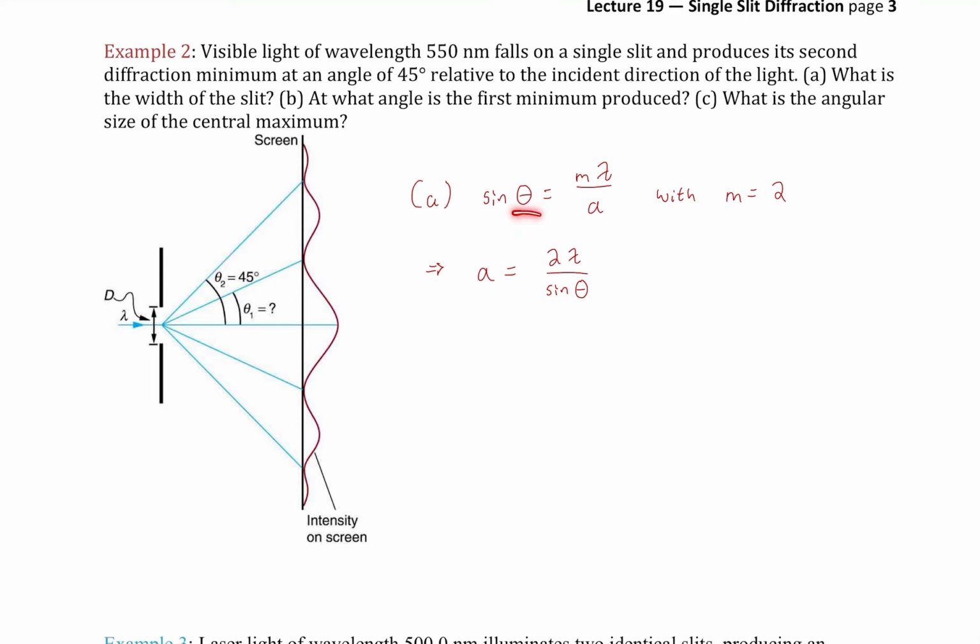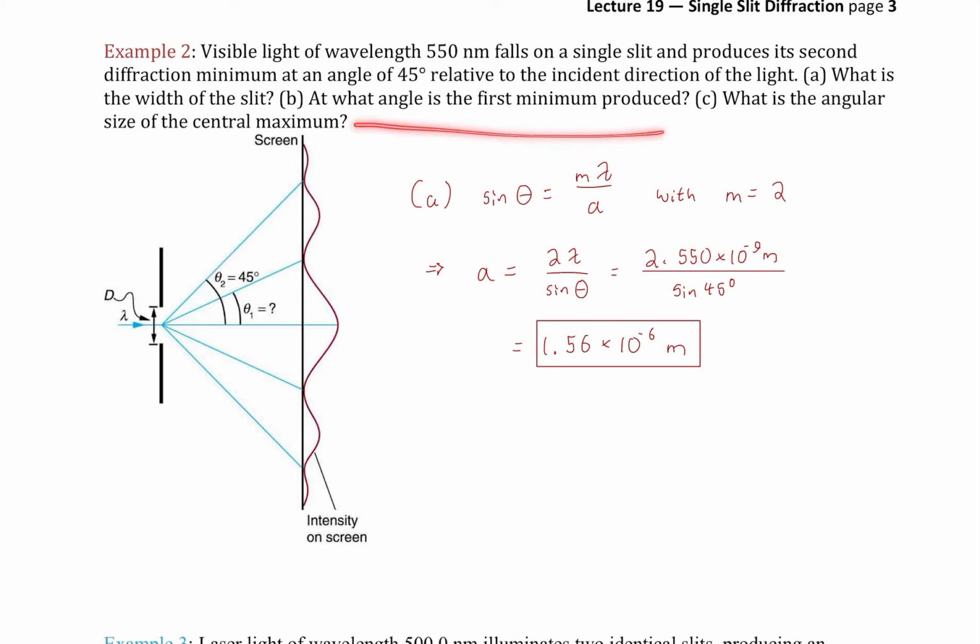I already know theta, it's 45 degrees. I know the wavelength, so I can easily solve for this. Once I plug in my numbers, I get that the slit itself is about 1.5 microns wide, so 1.5 millionths of a meter. Very good. Now I'm going to use that value to find the angle for m of 1, the first minimum. So now we solve for theta for m of 1.